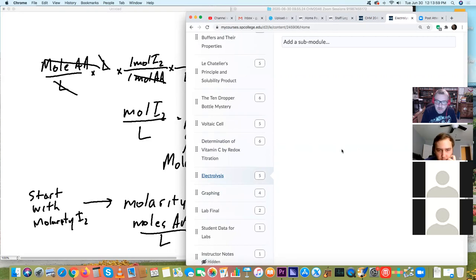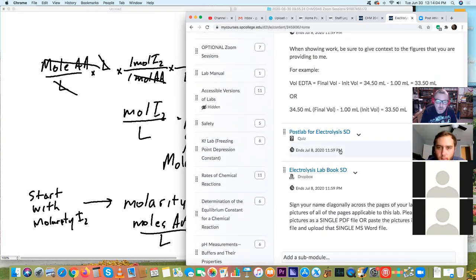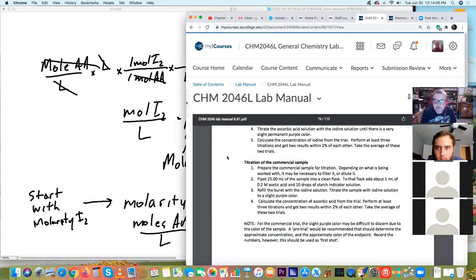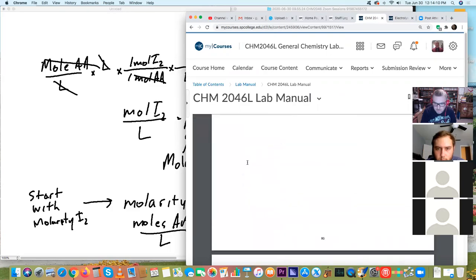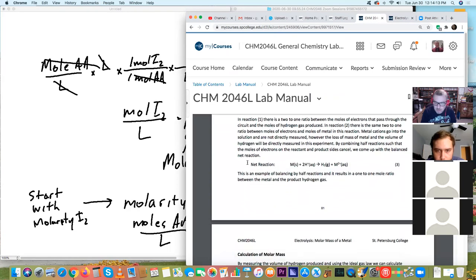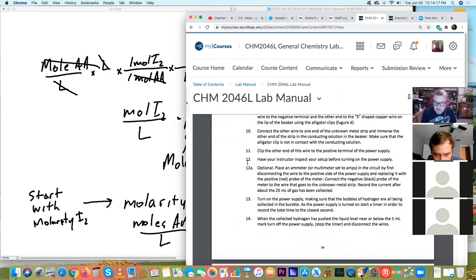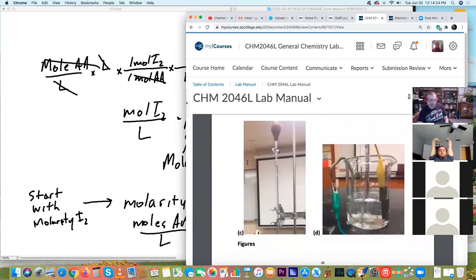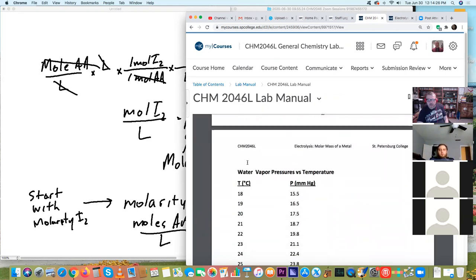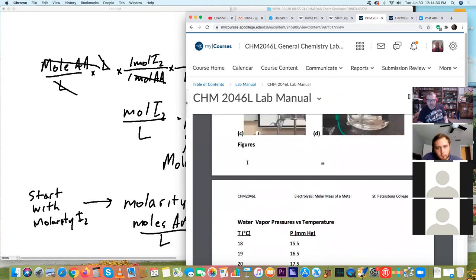So let's look at the electrolysis. For this one, make sure you're using the latest version of the lab manual. That's the one I've uploaded because it has more pictures in it. I do have the video as well, and that goes into it, but this one has the better pictures of the setup. Now, I don't think those pictures are in the earlier version of the lab manual that I first had up here.